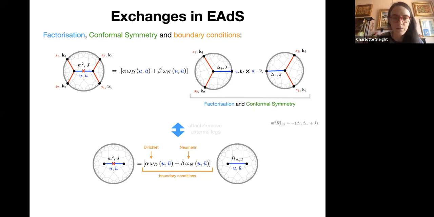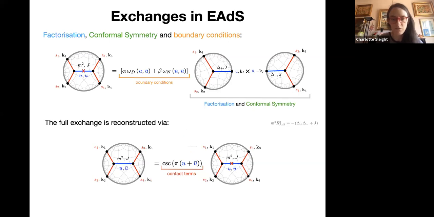And the final step, to get the full exchange from its on-shell piece, is to multiply by this cosecant factor that encodes the contact terms. And as we will see in a few slides, essentially the poles in U and U bar that are carried by this cosecant factor generate the effective field theory part of the exchange from its on-shell piece. And the nice thing is that in obtaining this expression, we didn't have to evaluate any complicated bulk integrals. We essentially bootstrapped this full expression for the exchange from the knowledge of these known constituent 3-point contact diagrams.